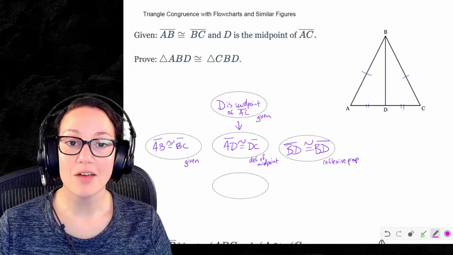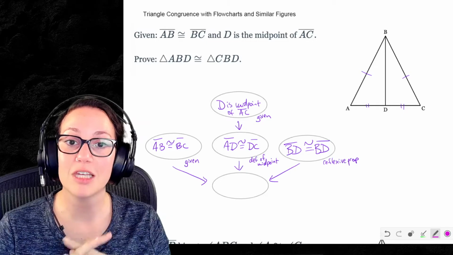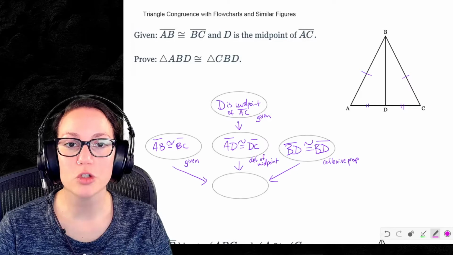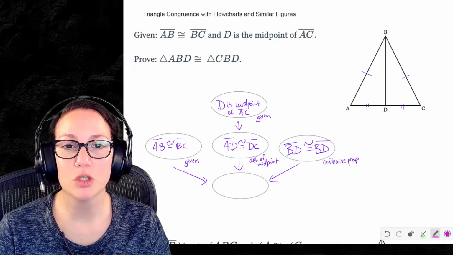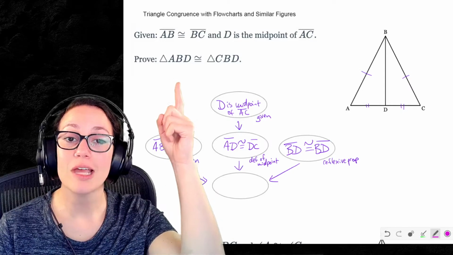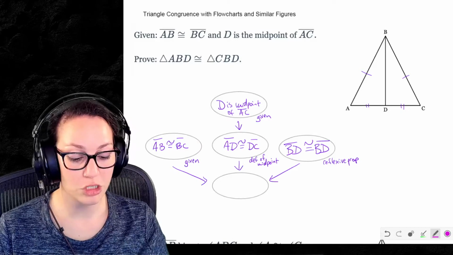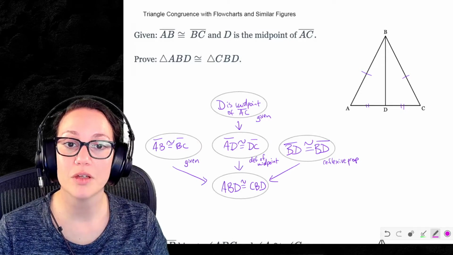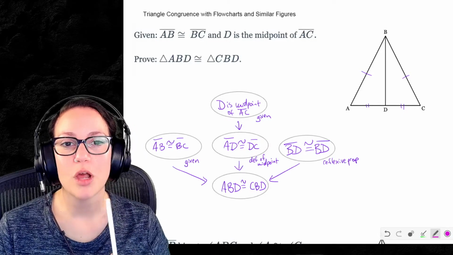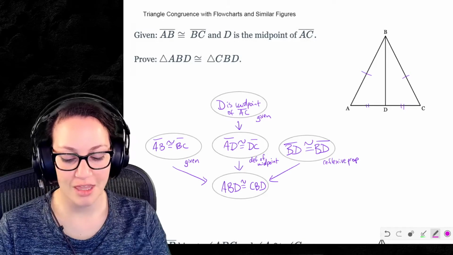So now that we have all these three pieces, we can bring them into our last statement. And your last statement is always what you're trying to prove. So the last bubble, the lowest bubble, should always be the thing you're trying to prove, which in this case is that triangle ABD is congruent to triangle CBD. So we're going to just add that to our last bubble. And why can we say that?